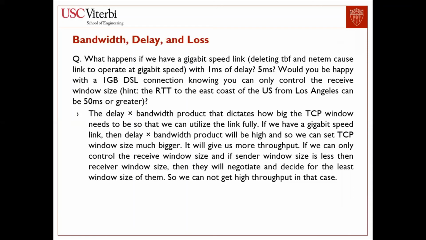So if we can only control the receiver window size, and the sender window size is less than the receiver window size, then they have to negotiate upon the window size and they'll decide the least of them. So we cannot get high throughput if the sender window size is less than the receiver window size.